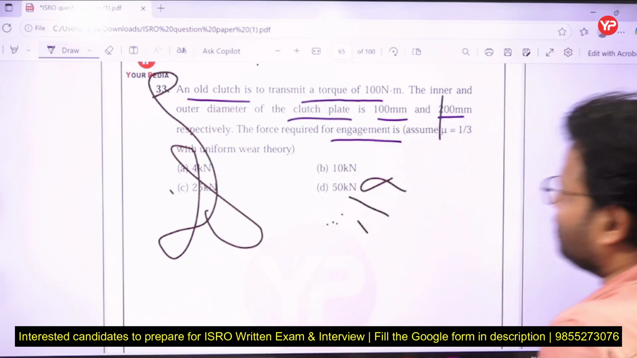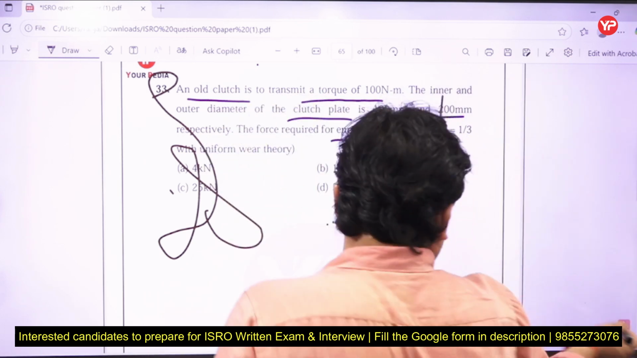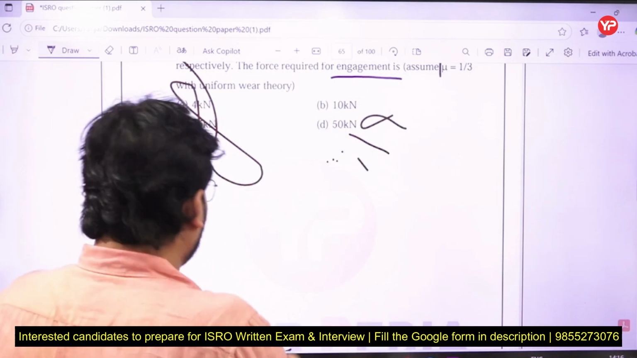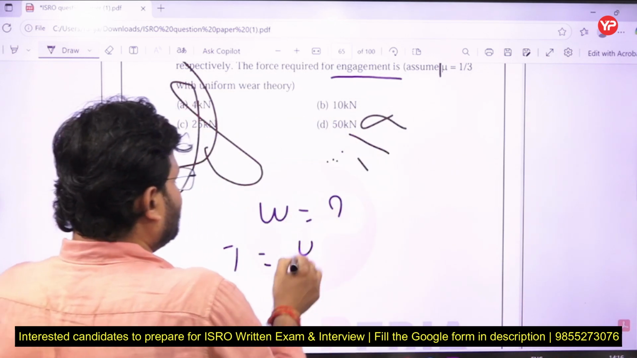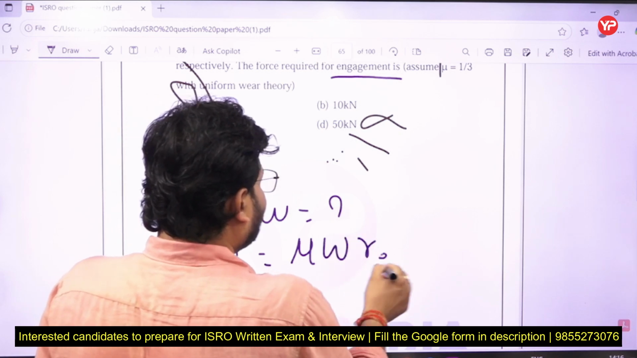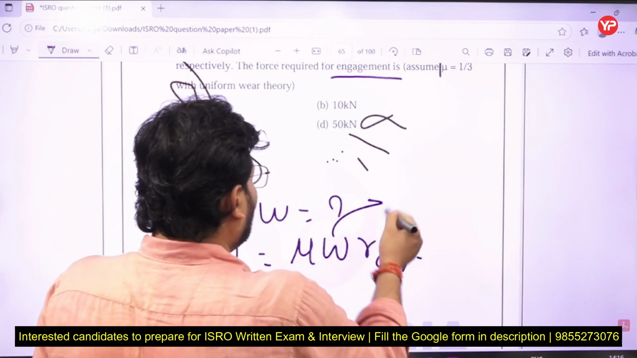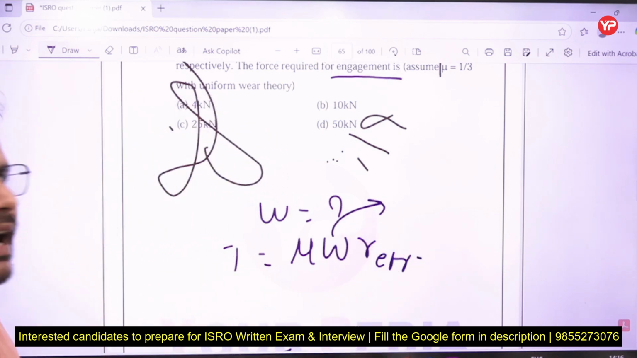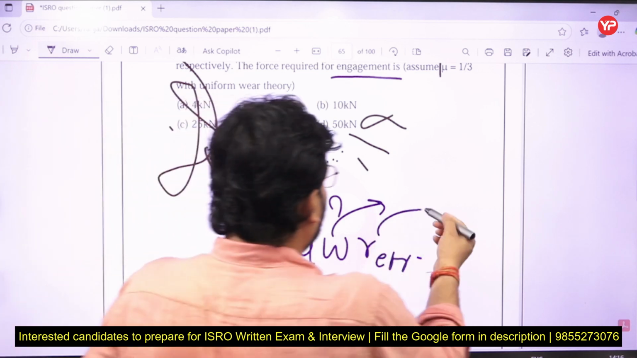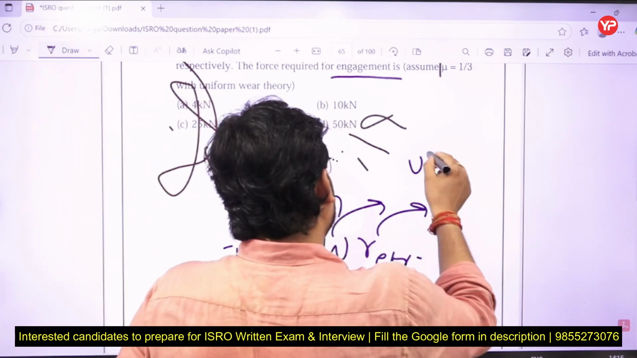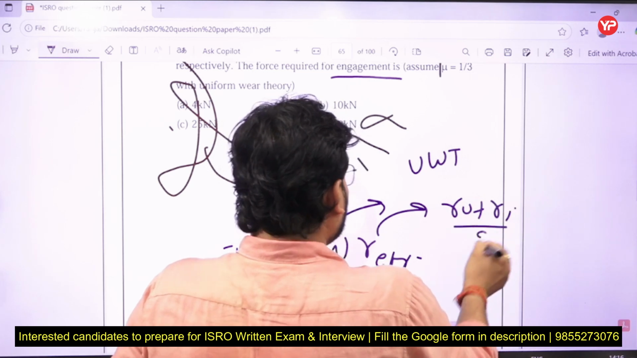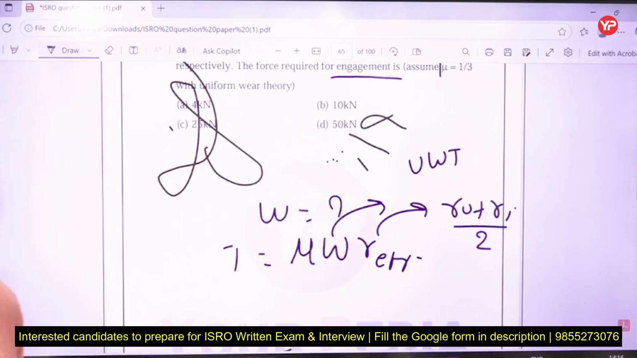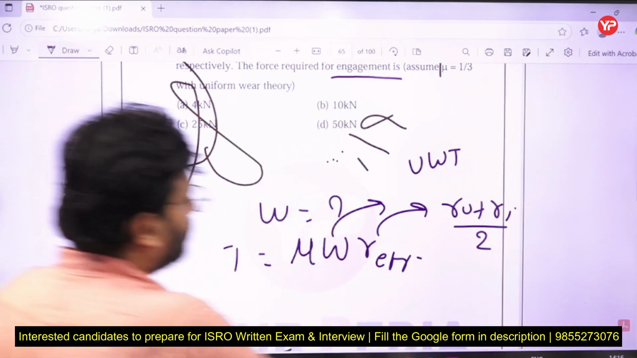So my dear friends, for the force required for engagement, I have to calculate W. What is torque? If you remember, torque is mu W R effective. Here W is the load, mu is the coefficient of friction, and R effective in case of uniform wear theory is (Ro plus Ri) upon 2. That is, T equals mu W (Ro plus Ri) upon 2.